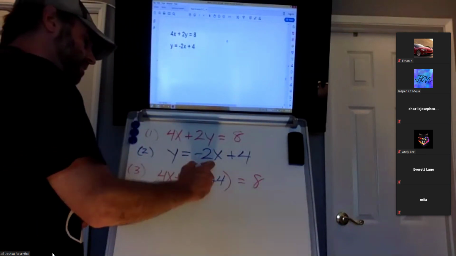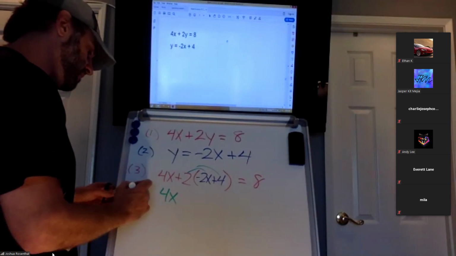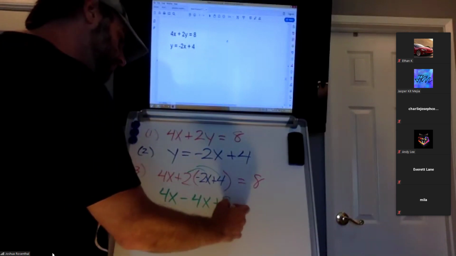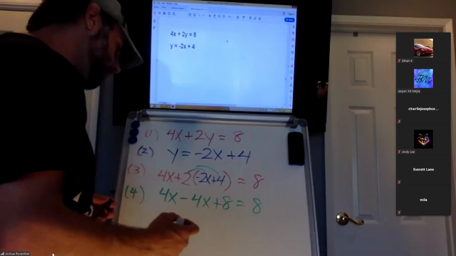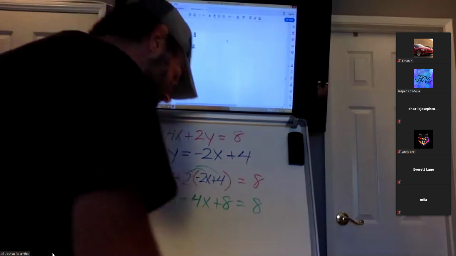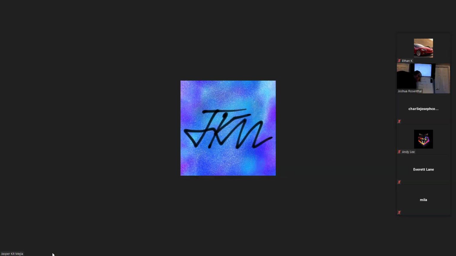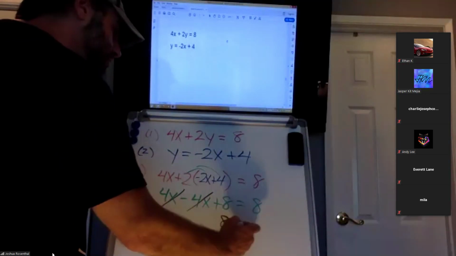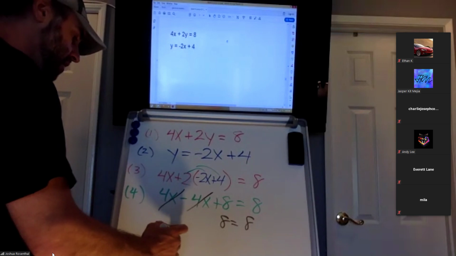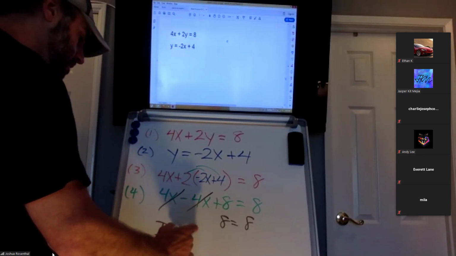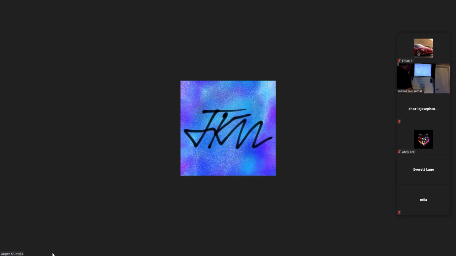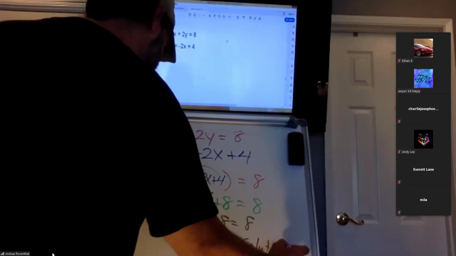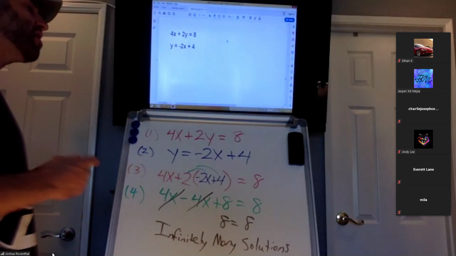I have to distribute. Copy down for line 4. So this will be negative 4x plus 8. And my prediction was wrong. 4x minus 4x is canceled. 8 equals 8. Infinitely many solutions. I got it right. Yay. I thought they were going to give us parallel lines. So these are the same line.